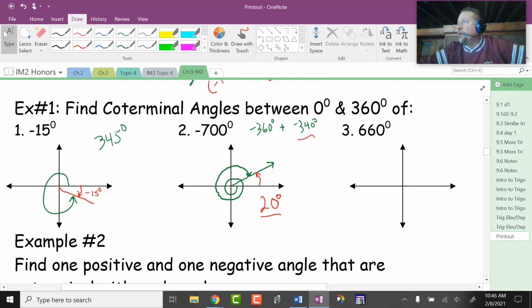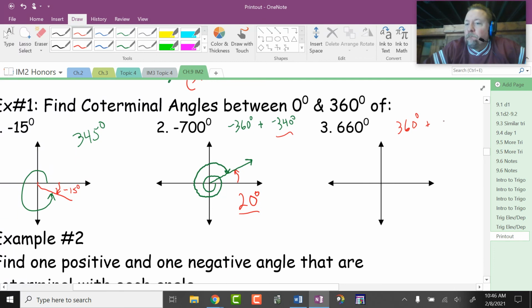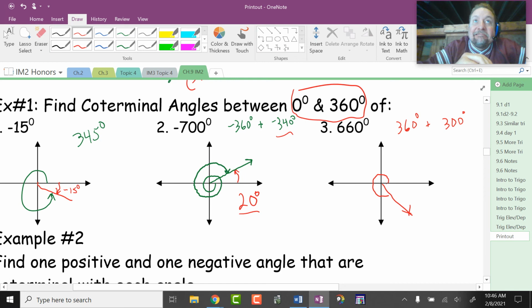And then Gracie, what's 660? More than one rotation, yes or no? Yeah, it's more than one. Is it more than two? No. What's left over after 360 is taken out of 660? 300. Where does 300 land? What quadrant? Fourth. And then actually, what's the answer between 0 and 360? We already said it.